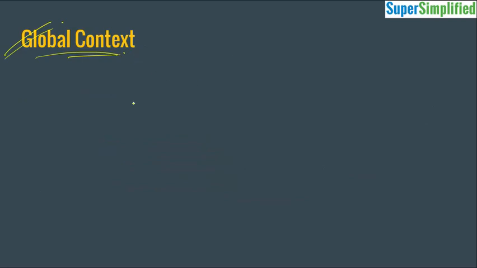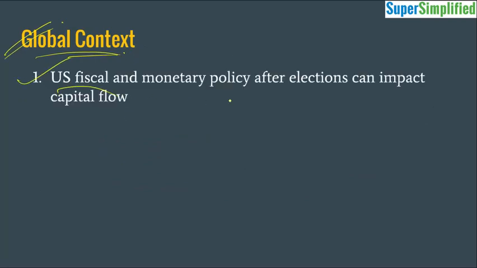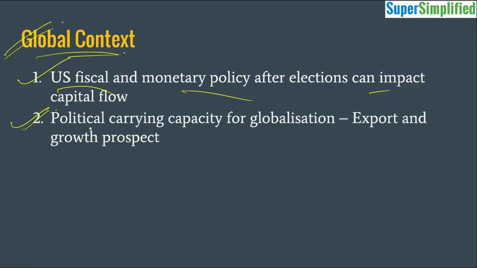Here we are talking about the global context. The US fiscal and monetary policy after the elections has changed, and it is going to impact the capital flow to India also, right? So we may see, along with some of the developing nations, the flight of capital. Another important issue it is talking about is the political carrying capacity of globalization. It is telling that the era of globalization is kind of over, and countries are moving towards protective regimes, and they are increasingly becoming closed, as we have seen recently in the case of Brexit, right? So that is what is happening now.